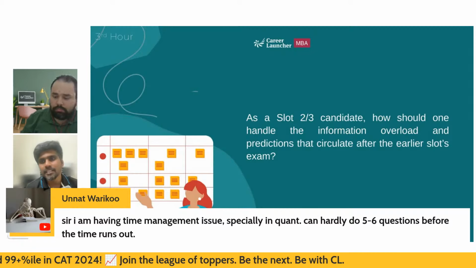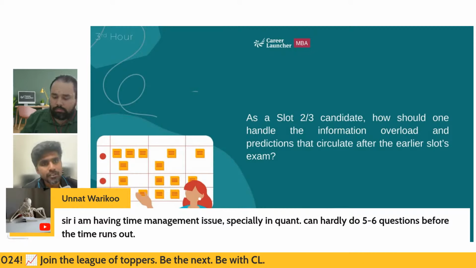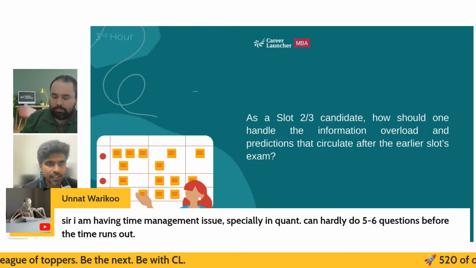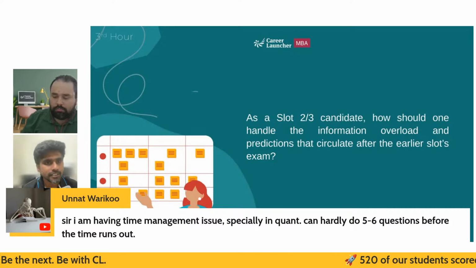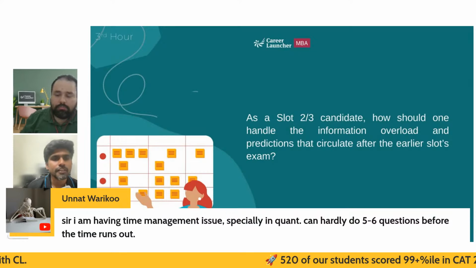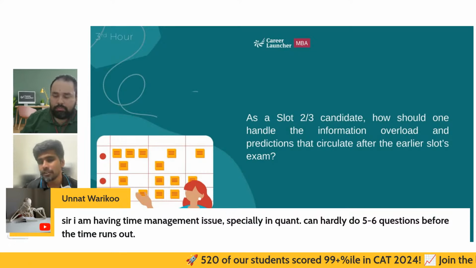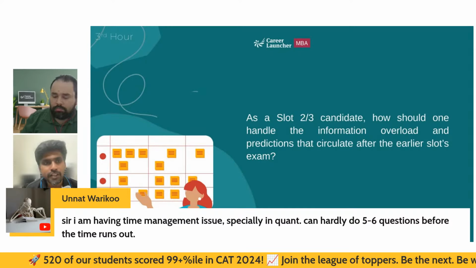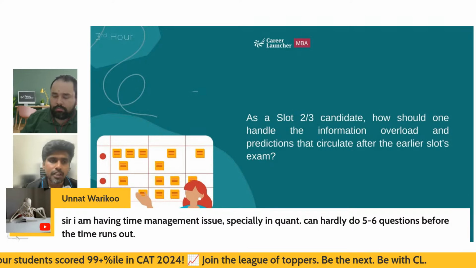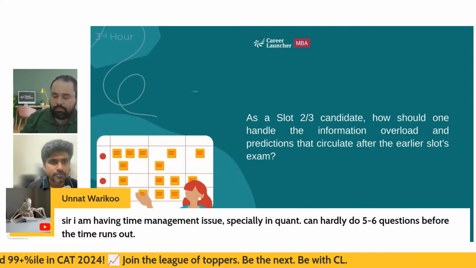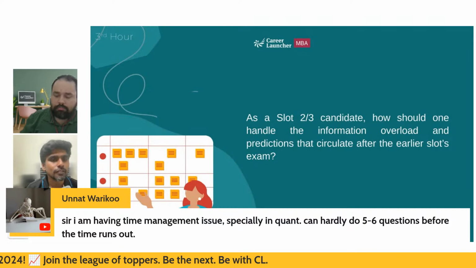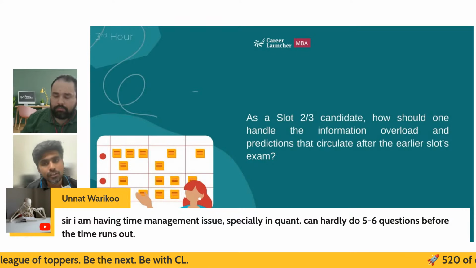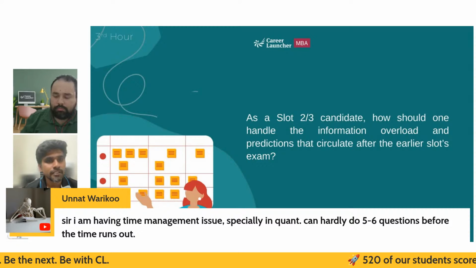I would say break the section into 4 parts of 10 minutes each. First 10 minutes, you only look at the first 5 questions. Forget about everything else. First 2 minutes, you go through the first 5 questions. Pick the 2 that you want to solve. Because you are doing 5 to 6 questions before the time runs out, by doing this, you can probably solve 8 to 10.